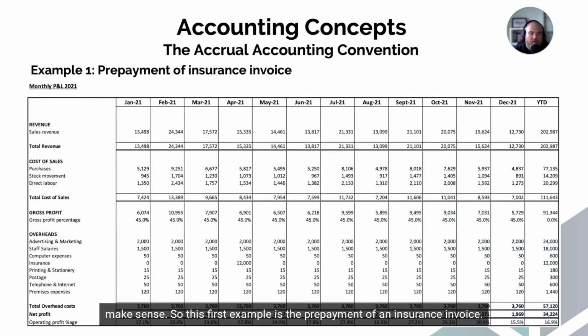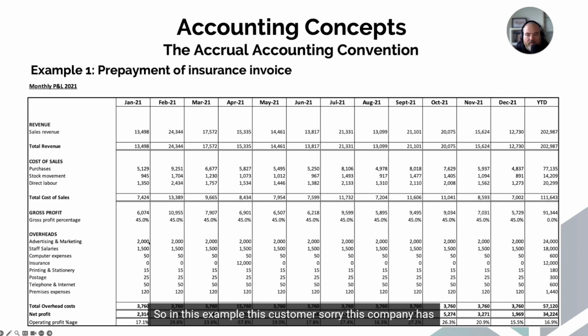So this first example is the prepayment of an insurance invoice. In this example, this company has started out in January 21. This is their first year. Because it's the first year, they didn't bother with insurance for the first 3 months because they didn't know how things were going to pan out. They get to April and they think, right, we better get some insurance in place now because this business has got legs. So they get an invoice for £12,000 for their annual insurance. That's the key point here. That's for the whole year.